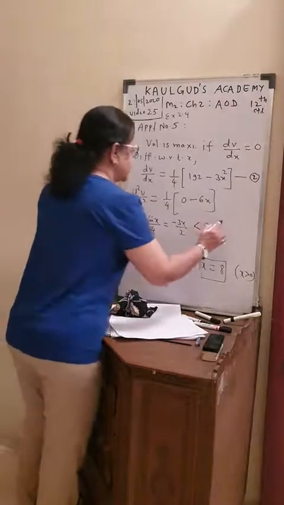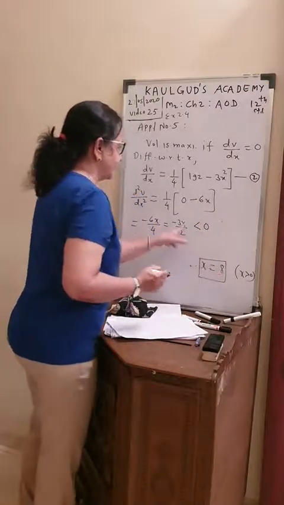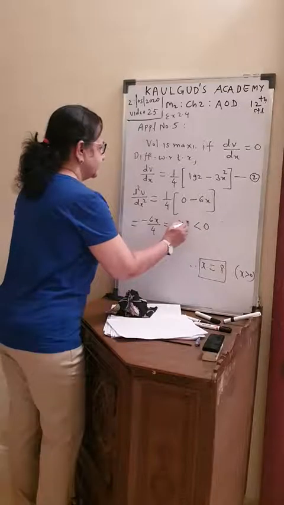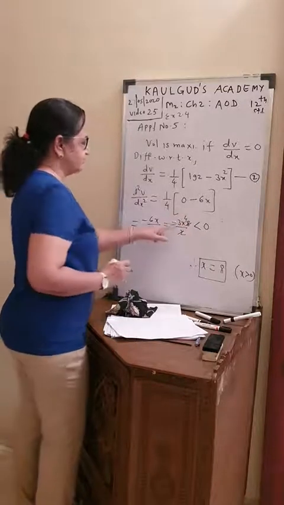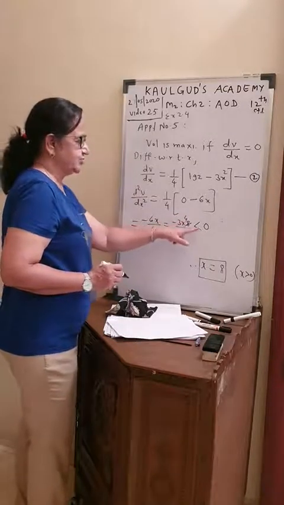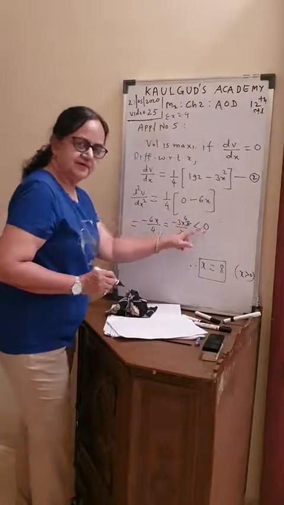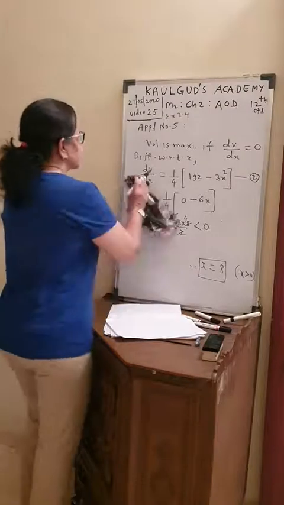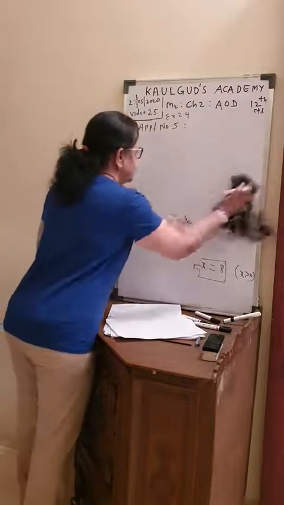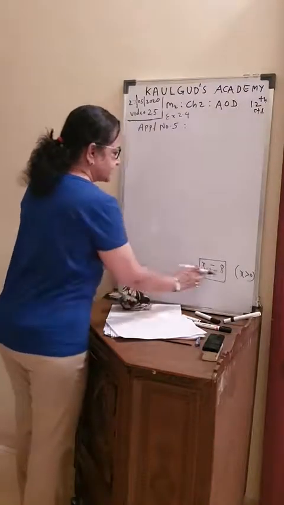Definitely. If you want, you can put the x value as 8. Even if you put x as 8, you can see that 2 4s are 8, so you got minus 12. You can show it is less than 0. Second derivative coming out negative is the condition for maxima. So your statement is: volume is maximum when x equal to 8.